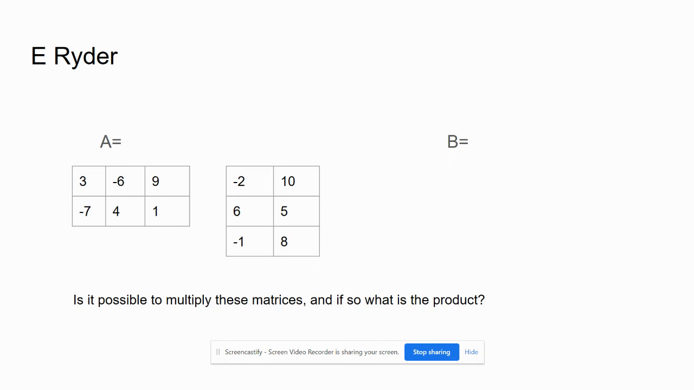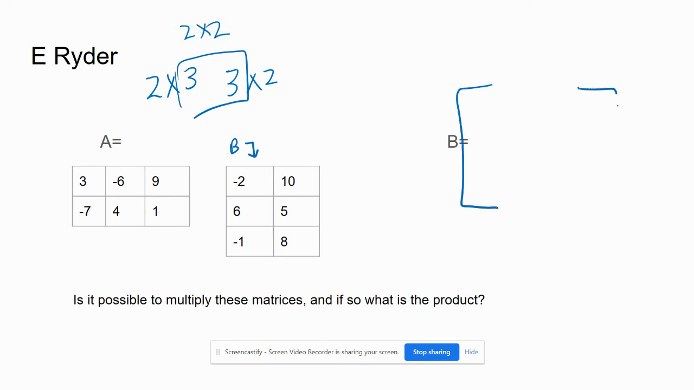Is it possible to multiply these matrices? If so, what is the product? Okay, so I think this shifted when I made it into a PowerPoint again, so I think this is B. This is a 2 by 3. This is a 3 by 2. So these numbers do match, and your answer is going to be a 2 by 2 matrix when we're done. Let's see if I can write on top of that and save some space.